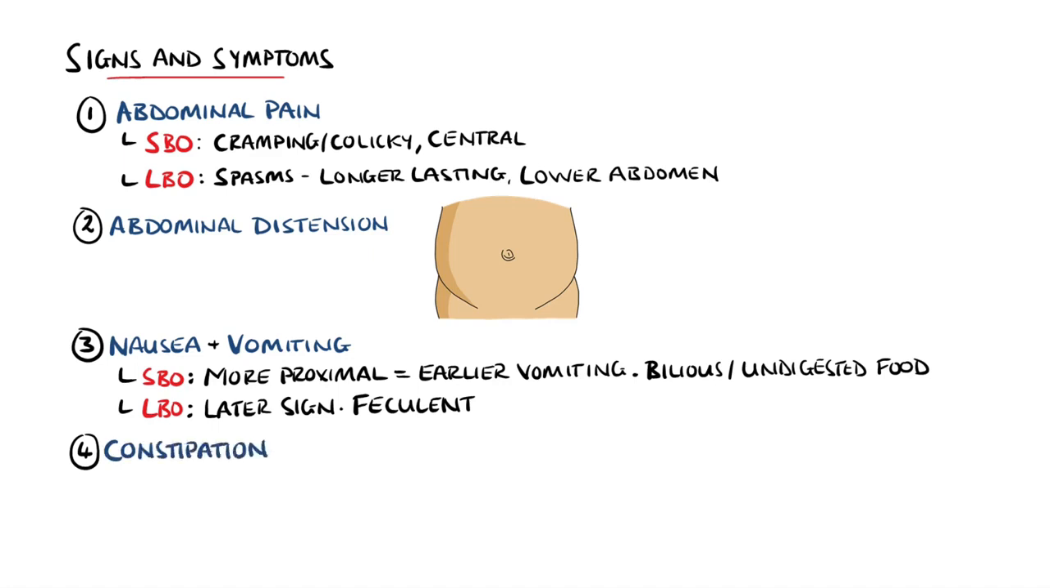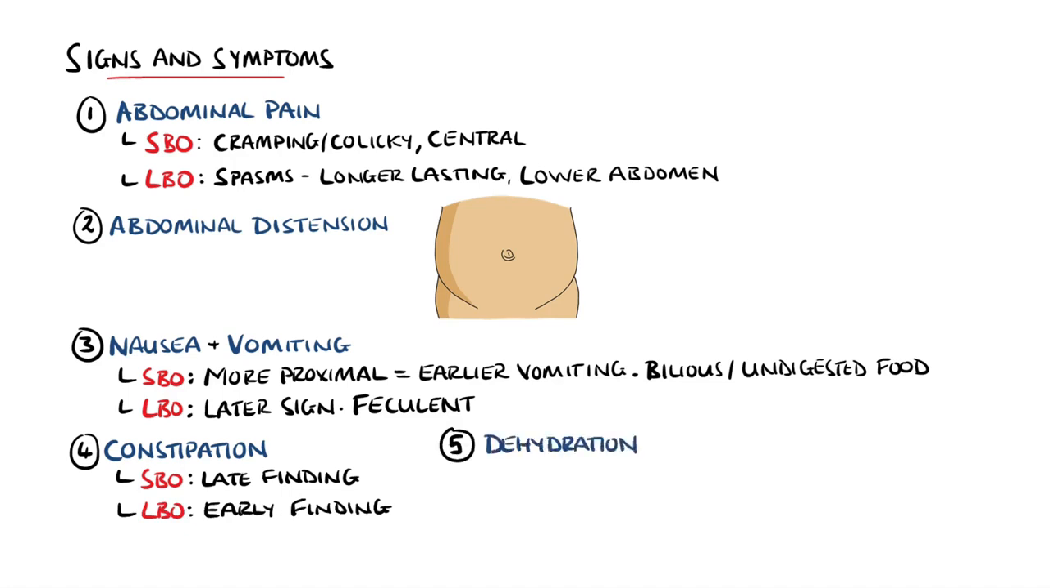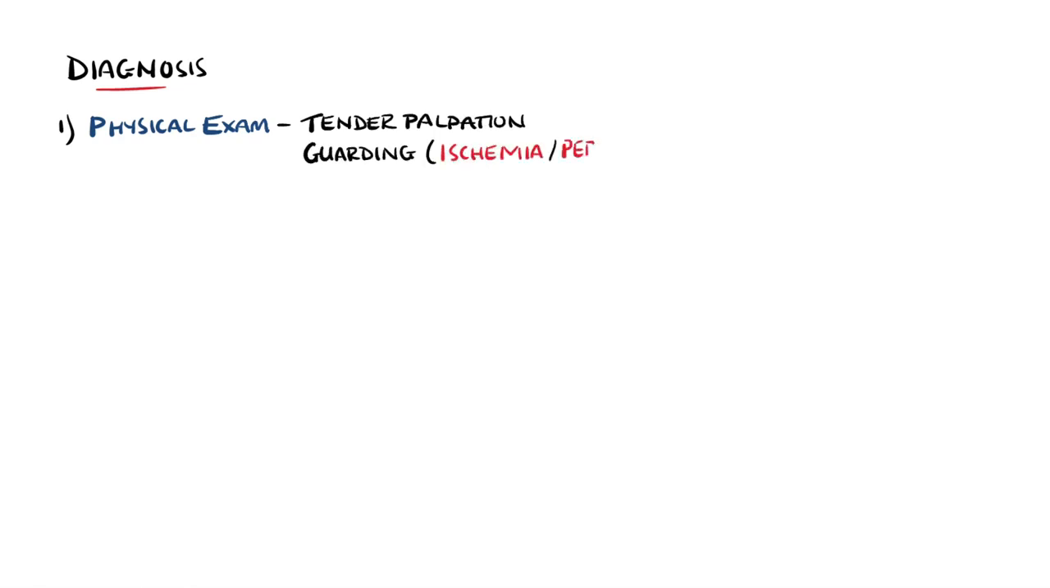Constipation may also be seen, but in this case it is the opposite, in that it happens sooner in distal obstructions, while it is a late finding in proximal obstructions. As a result of the obstruction, the patient may have electrolyte imbalances and dehydration due to the vomiting, as well as therefore a risk for aspiration pneumonia. In terms of the diagnosis, the physical exam will typically show tenderness on palpation, but signs such as guarding or rebound tenderness may suggest a perforation or ischemia of the bowel. Bowel sounds are characteristically tinkly, sounding like bubbles rising.